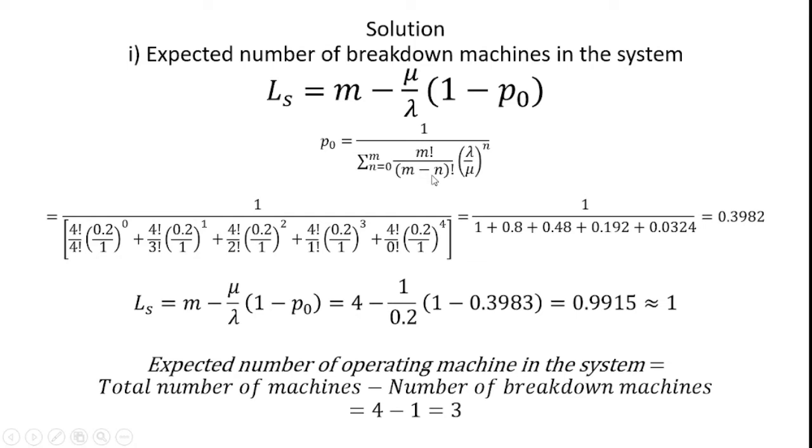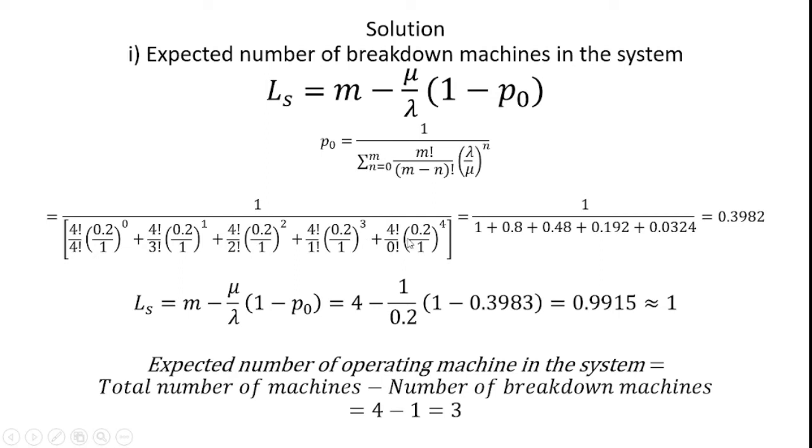So 4 minus 2, I got 2 factorial here. 4 factorial divided by 2 factorial into (0.2 by 1) square, plus the next incremental term: another customer came into the queue, which means another machine also comes into the service station. So 4 factorial, total number of machines according to the problem, m is equal to 4. 4 minus 3 is equal to 1. 4 factorial divided by 1 factorial into (0.2 by 1) power 3. Three machines are waiting in the line, so here small n is equal to 3.